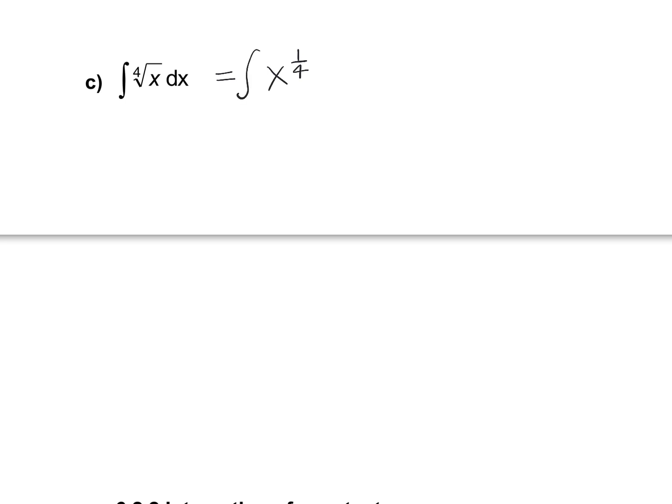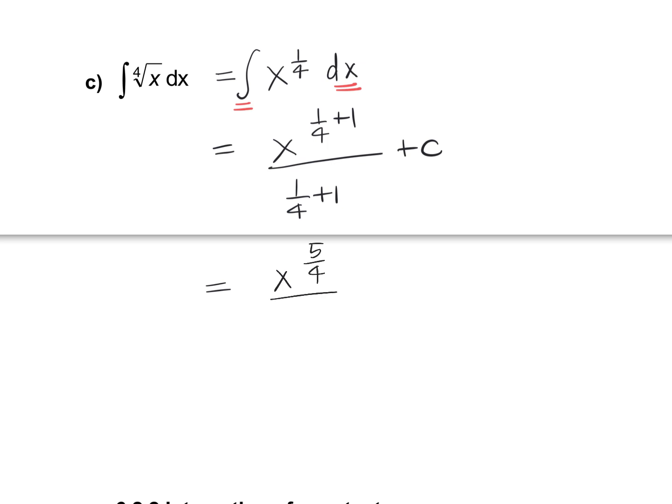X kuasa 1/4 dx. Okay, kita tak integrate lagi, we didn't integrate yet, so the integral form and dx is still here. Okay, so once we integrate, then we will get here 1/4 plus 1, divide with 1/4 plus 1 plus c. Right. So, kat sini 1/4 indeks asal tambah 1 bahagi dengan new index. Okay, so 1/4 tambah 1 you dah dapat 5/4 dan bahagi dengan 5/4.